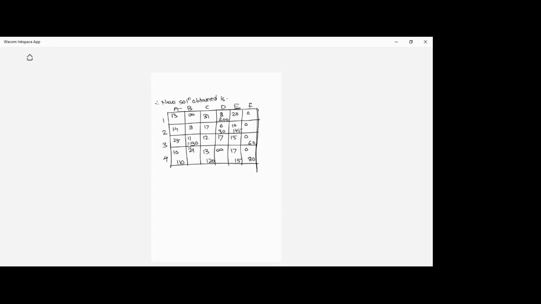You can now see how many allocations there are: 1, 2, 3, 4, 5, 6, 7, 8, and 9 allocations. So again you can start here. Number of allocations is equal to 9, and m plus n minus 1 is equal to 9. Hence proceed, right? Again you have to give the optimality check by the u and v method. So I request you to carry forward this numerical till the optimal solution is reached.